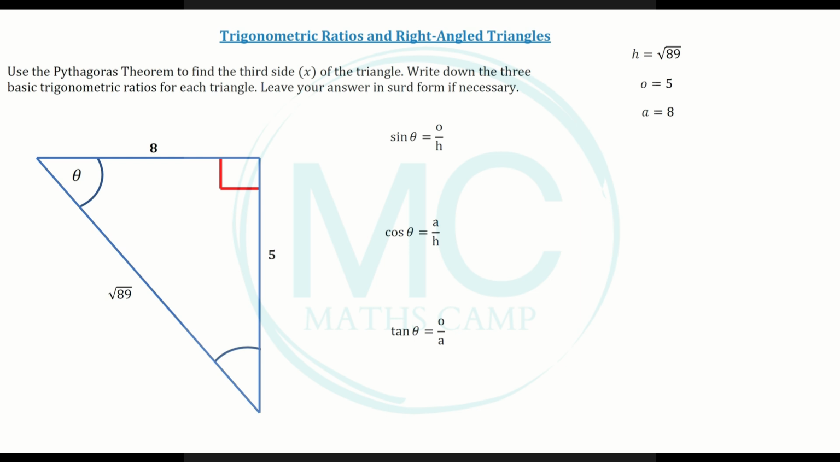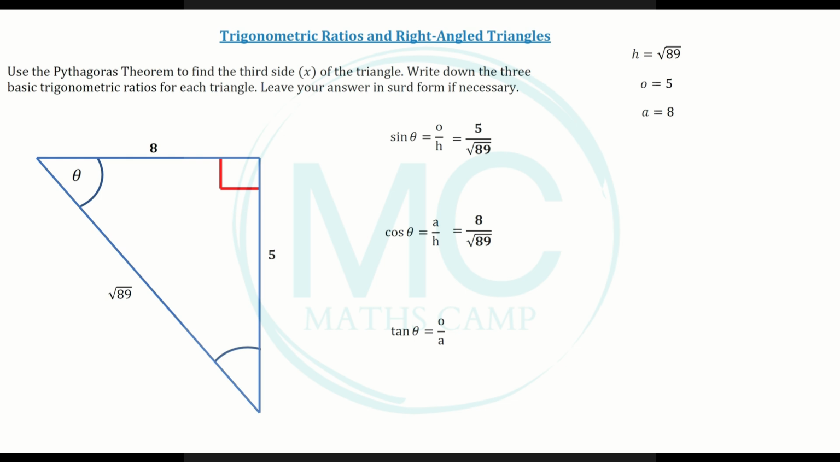Sine is equal to the opposite over the hypotenuse. So in this case, we can say sine theta is equal to the opposite, which is 5, over the hypotenuse, which is square root 89. Now we can look at cosine theta. Cosine theta is equal to the adjacent over the hypotenuse. In this case, we can say cosine theta is equal to A, which is 8, over the hypotenuse, which is also root 89.